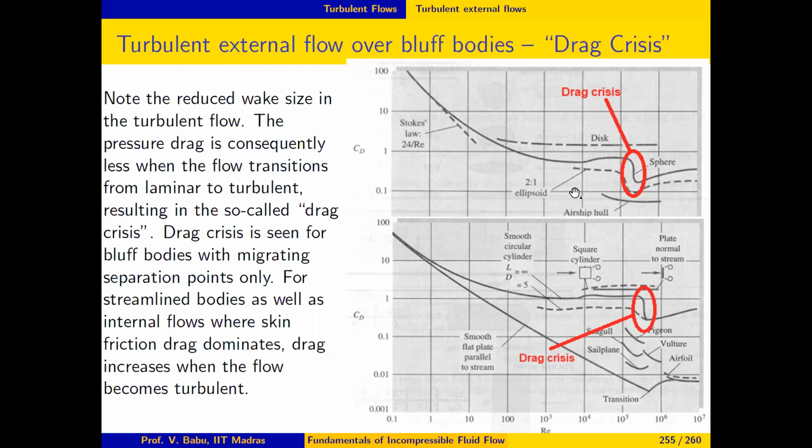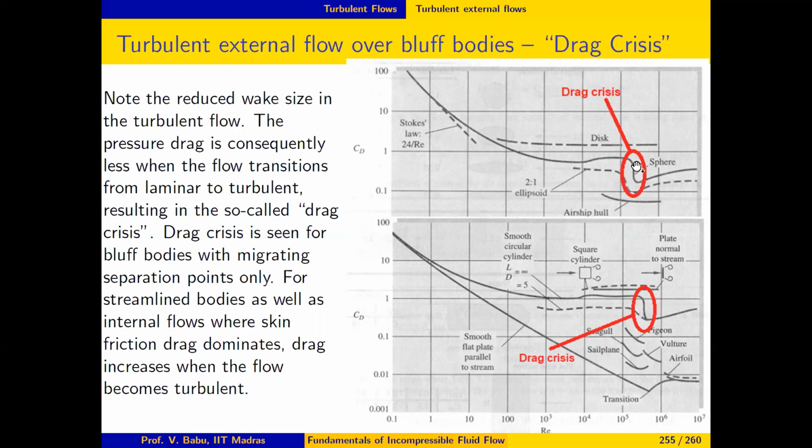In the same manner, here we are looking at the coefficient of drag for a sphere. And once again, for this object also, you can see drag crisis where the drag suddenly reduces on account of the flow becoming turbulent and the wake becoming much more compact. A similar kind of phenomenon is seen for an ellipsoid also. Again, it is smooth, so the separation locations have the freedom to migrate downstream, and as a result, we see a drag crisis for these types of objects.